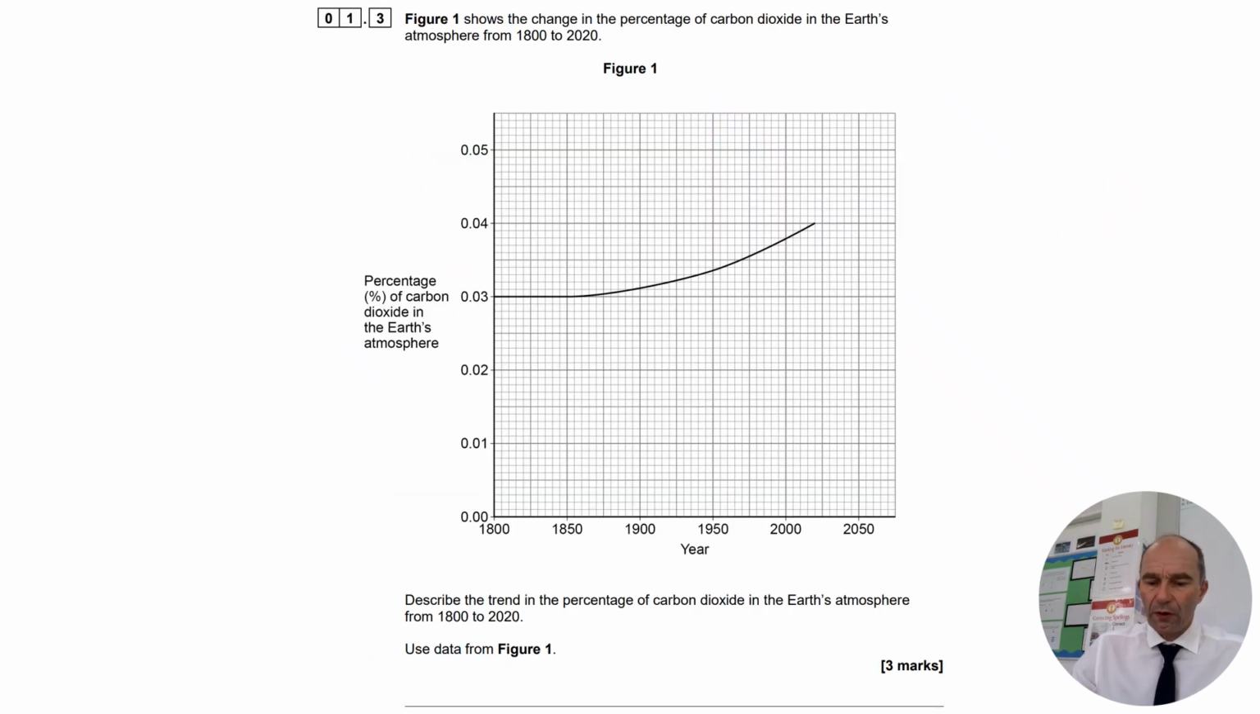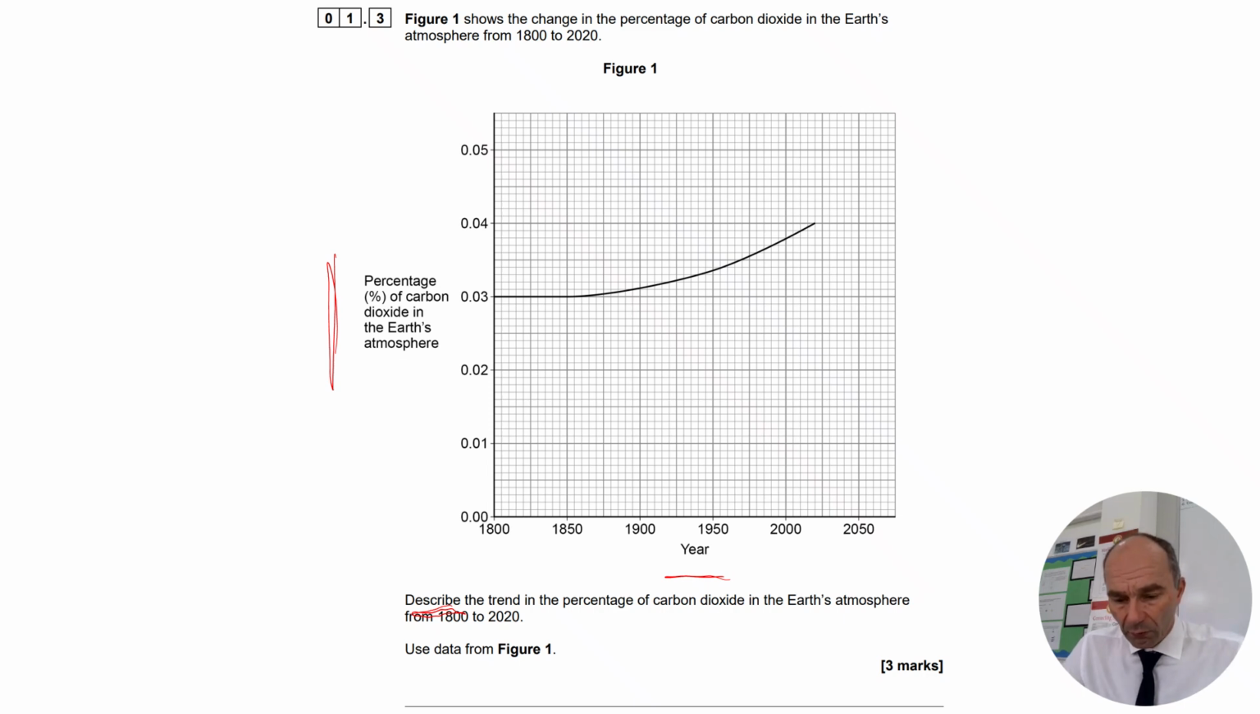All right, question 1.3. So we've got a graph now showing the change in the percentage of carbon dioxide in the Earth's atmosphere from 1800 all the way through to 2020. So you've got the percentage of carbon dioxide in the Earth's atmosphere as your y-axis, and you've got your year on the x-axis. Now, we've got 3 marks up for grabs, so we're going to need to do a little bit of work here. Now, remember, we're just being asked to describe the trend. So we don't need to talk about the science behind it. It is purely tell me the story of what that curve is showing.